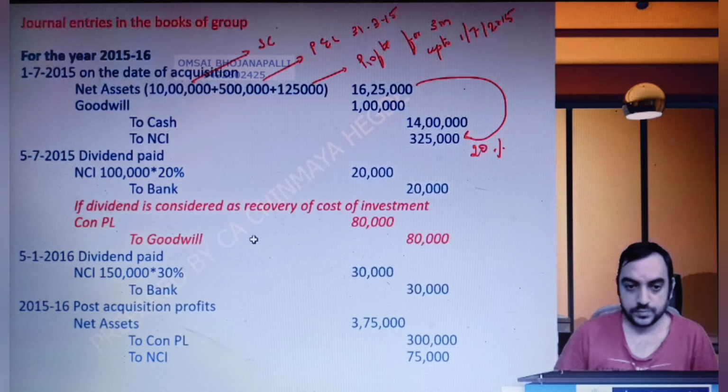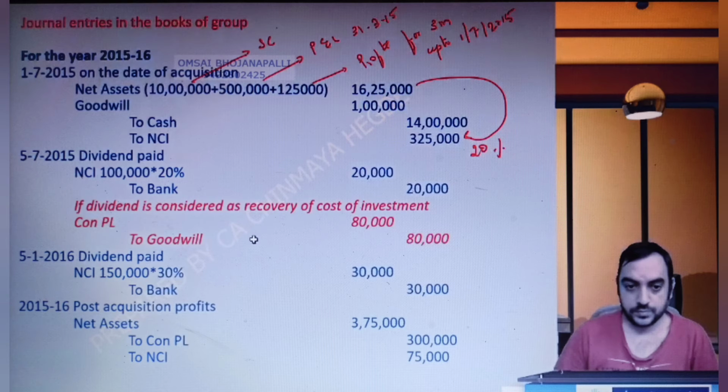Okay, next. Next transaction, dividend paid. First dividend received. I mean, paid means dividend received. NCI account debit to bank to the extent of NCI share of Dividend 1. And the holding company share, usually no entry will be passed.